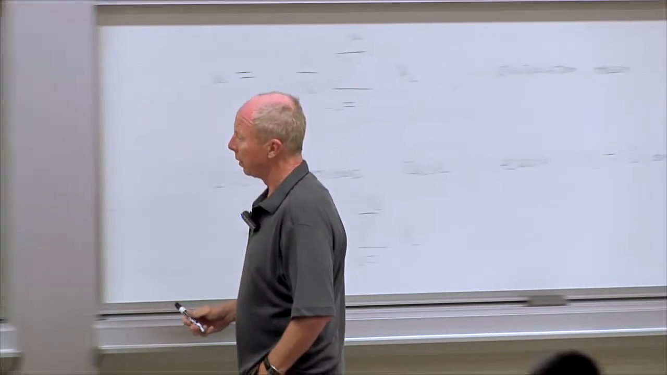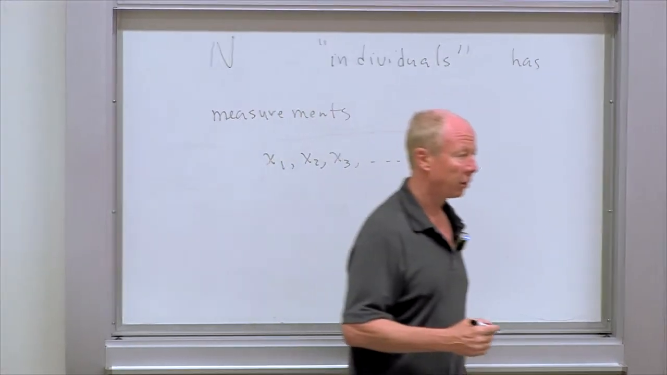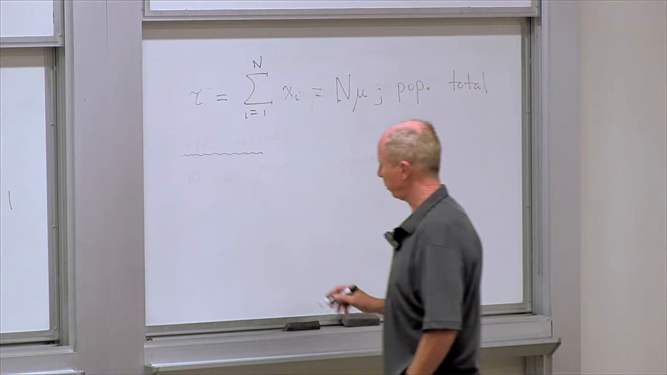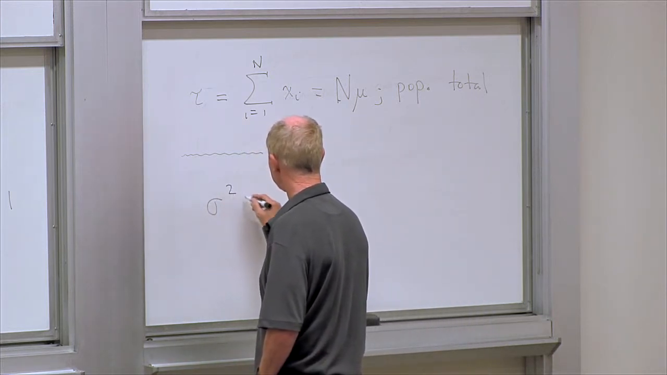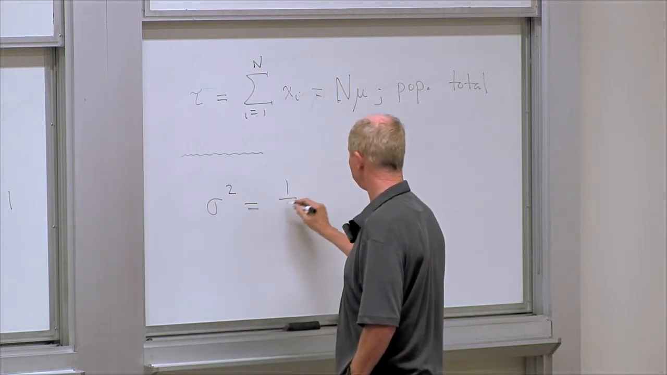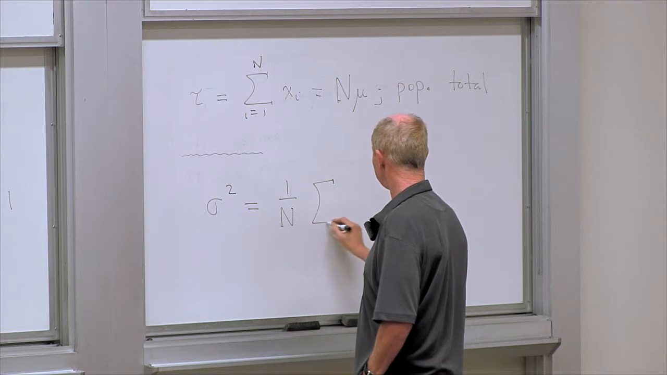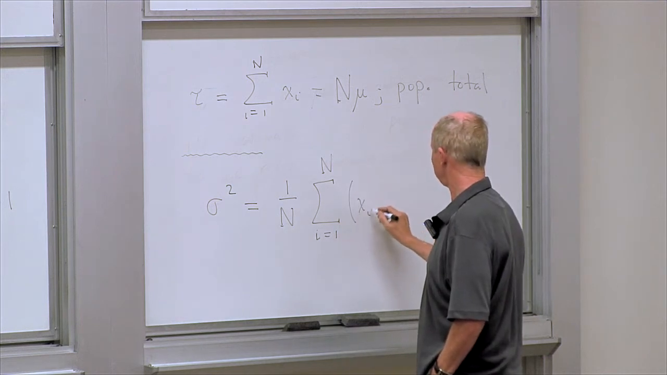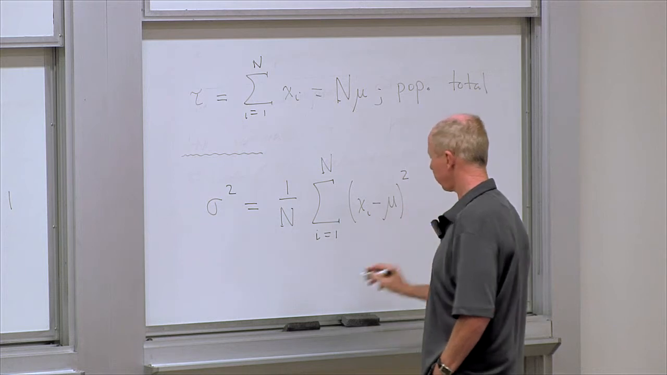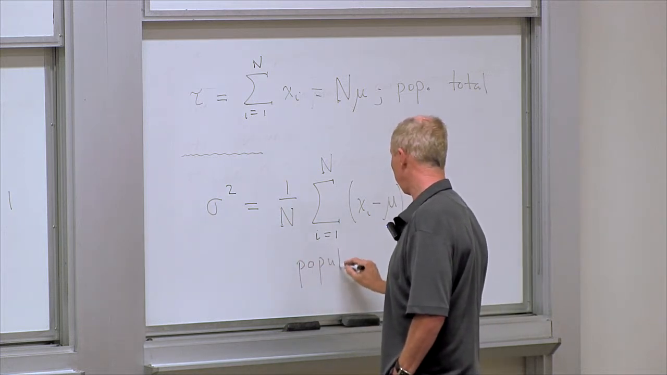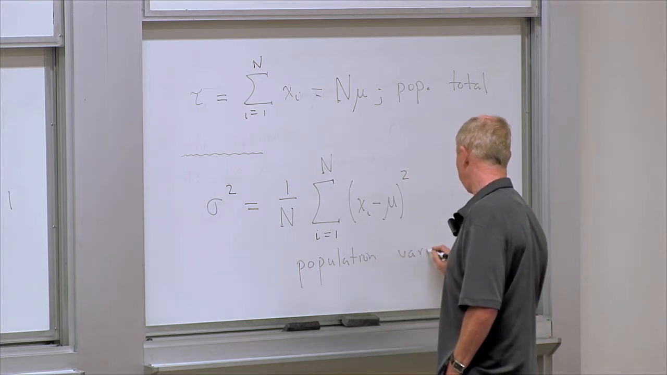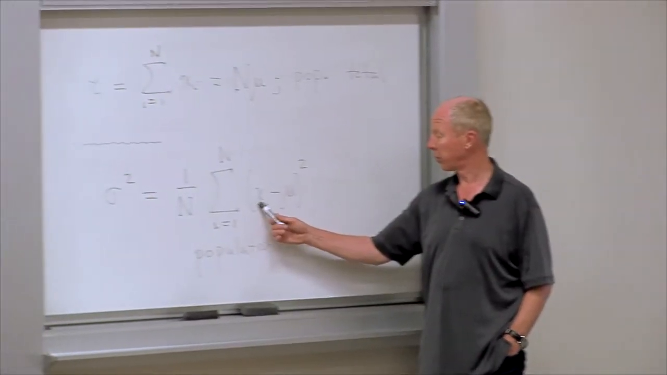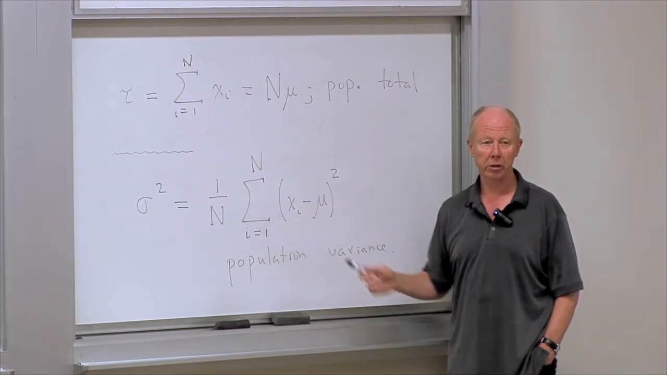Sometimes when assessing data, you might be interested also in how far, on average, these values vary from their average value. This is called the population variance. It's measuring how far xi is from mu, squared, and then you take the average distance.